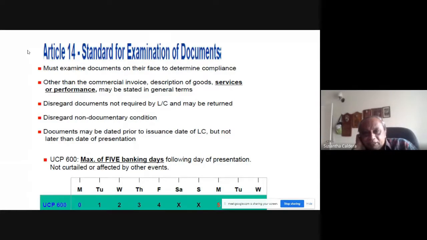What is your position? Must examine documents on their face to determine compliance.